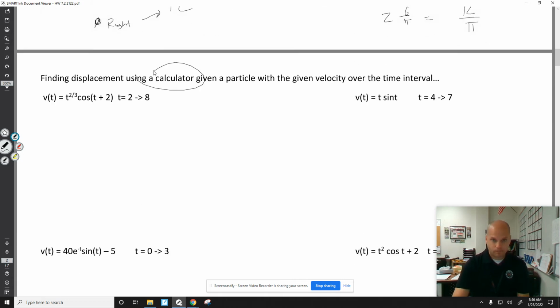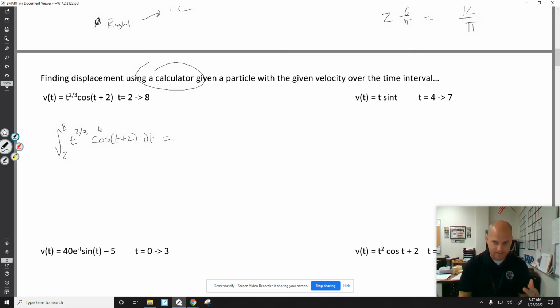Now, there are going to be situations where you're going to be given a velocity, for example, this one, and you're going to try to find the displacement. And if you keep the one method in your brain of, oh, I have to take the antiderivative to get the position, we'll run into a problem.